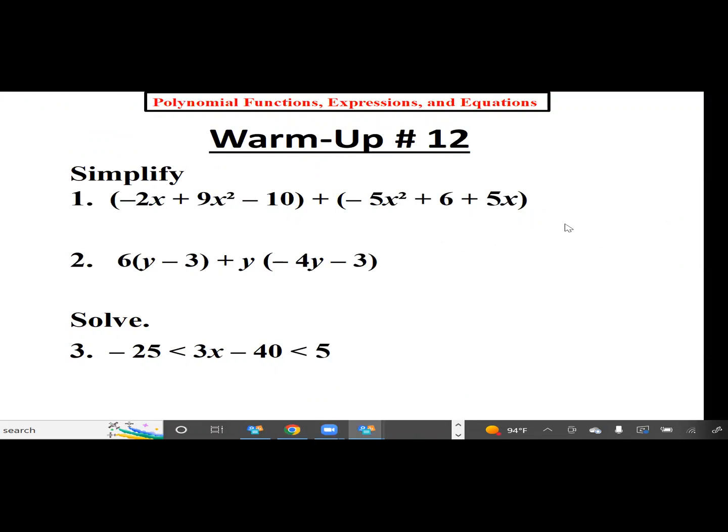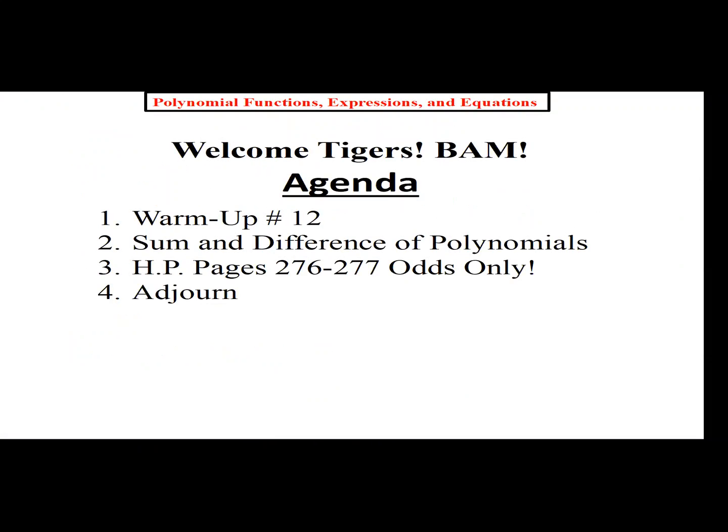Copy the agenda for today. Agenda: warm-up number 12, sum and difference of polynomials. And tonight's homework is pages 276, 277, odds only. How about them apples? Pretty good, yeah? Odds only. Now, if you want to do the whole thing, that's okay. I'll leave that up to you. That's extra practice.